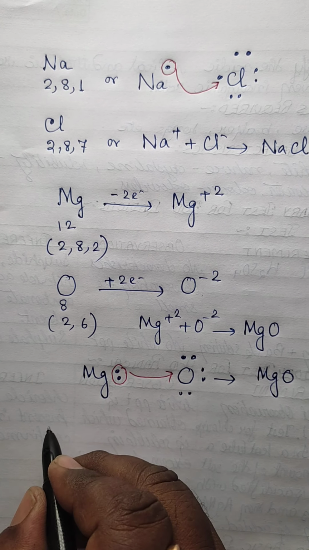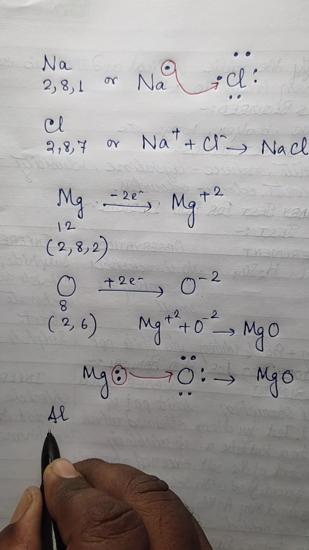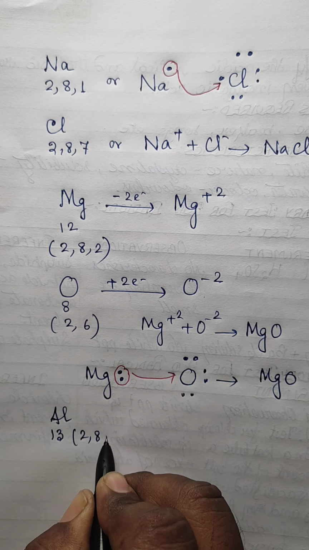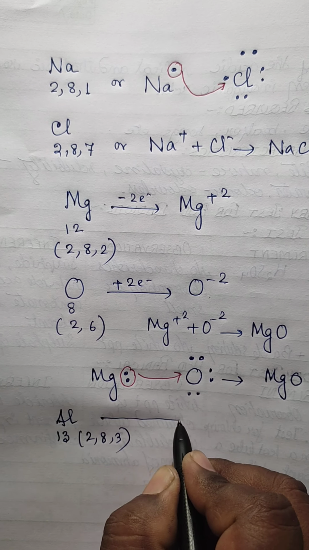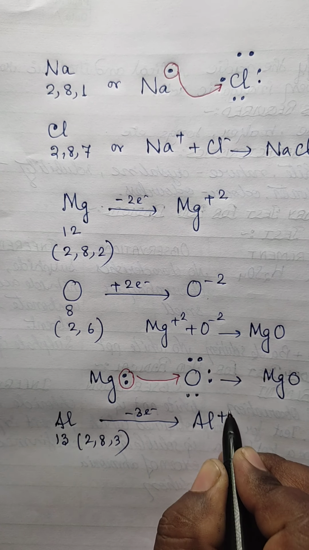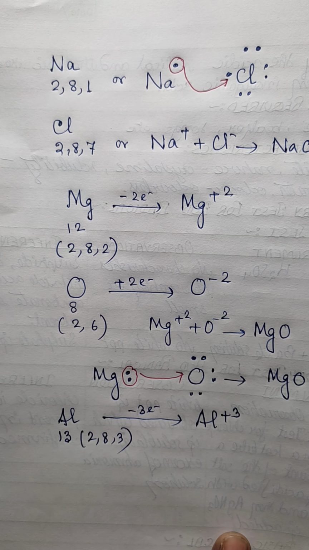Now if I say aluminium ion formation, aluminium's atomic number is 13, that is, it has 2, 8 and 3. So aluminium will give away 3 of its electrons and form Al3+, and hence it will have a stable octet. Is this part now clear?